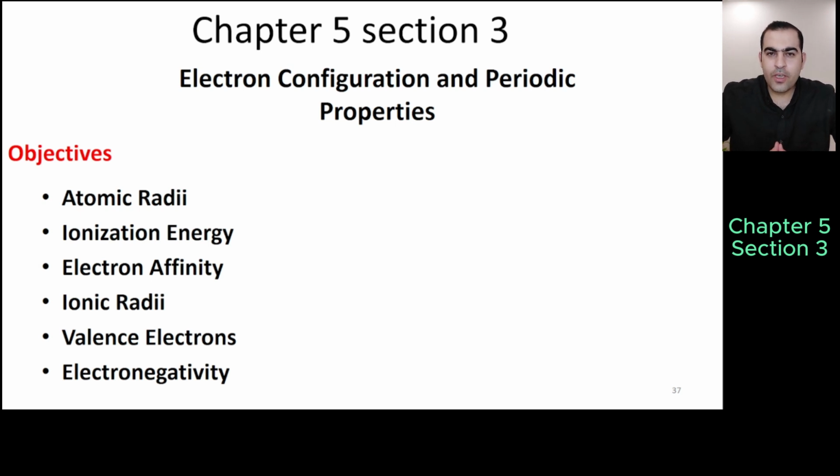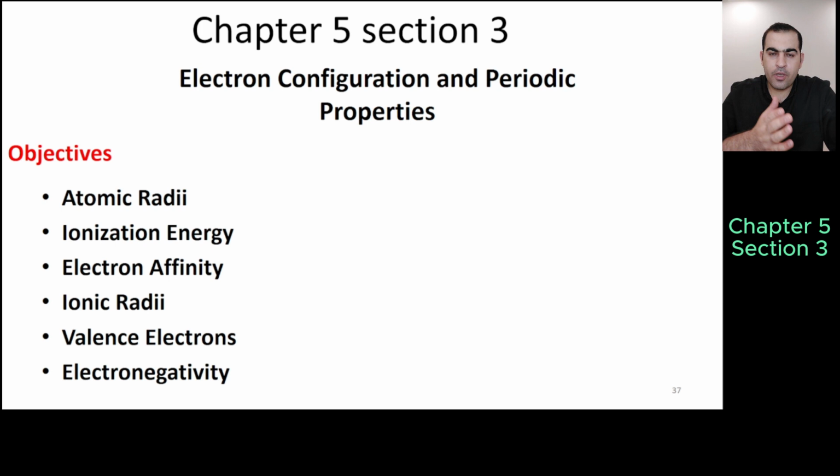In this video we're going to talk about periodic properties, or we can say electron configuration and periodic properties. We're going to talk about atomic radii, ionization energy, electron affinity, ionic radii, valence electrons, and electronegativity. We're going to talk about these properties of the atoms and how they change across a period. We're going to define each of them and how they change in the periodic table.